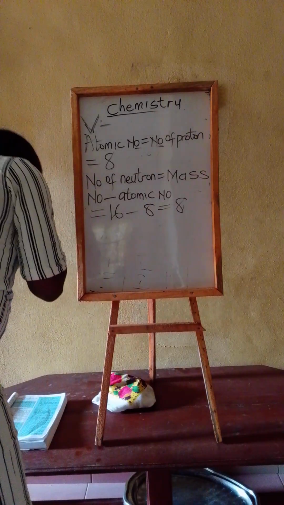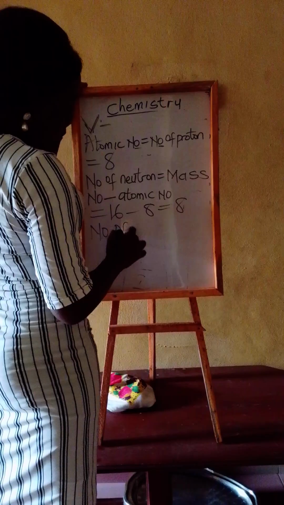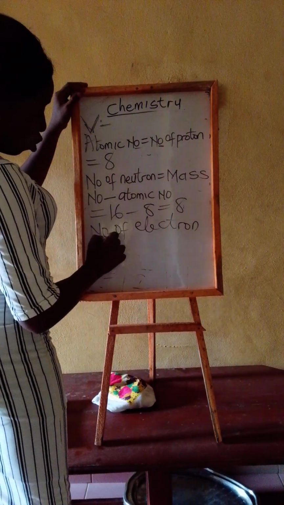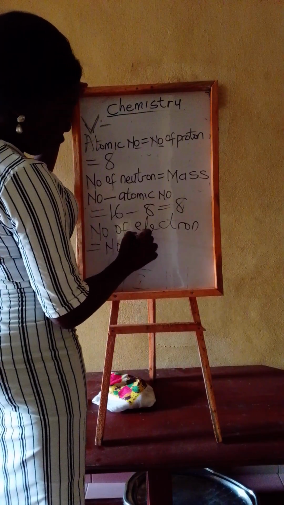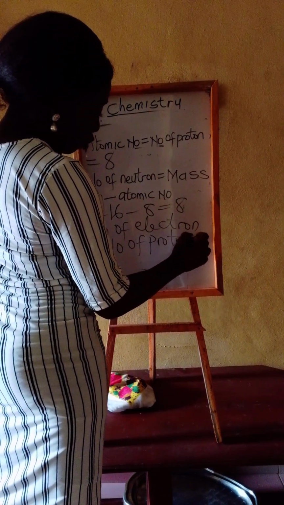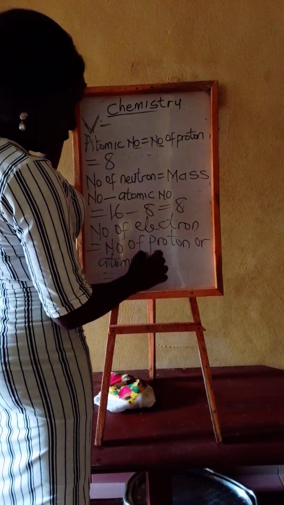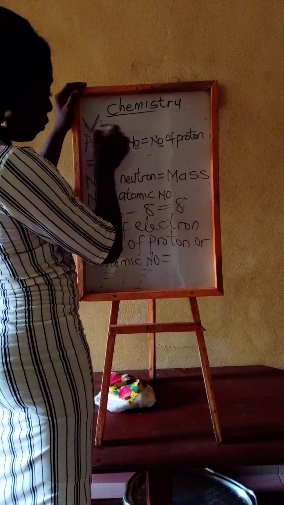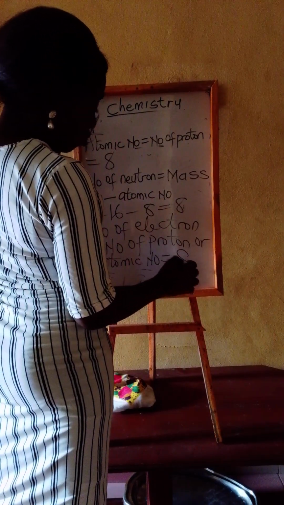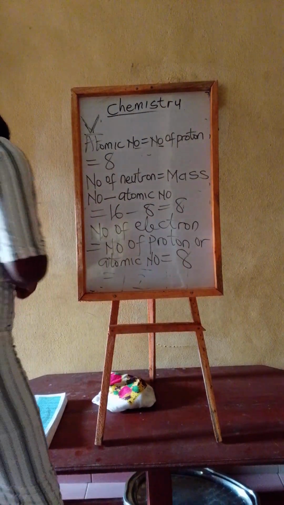So we have to calculate the number of electrons. So number of electron equals to number of proton, or you say atomic number. The same thing for an atom like this. So we have it equals to 8.